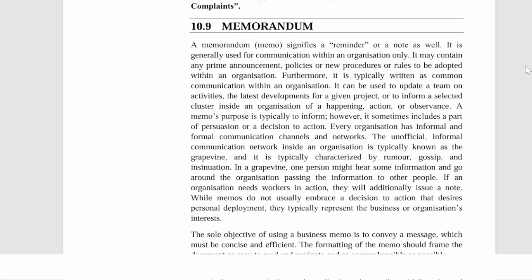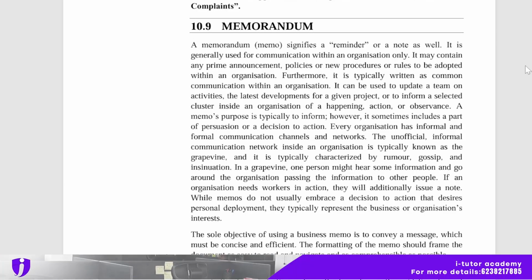Okay, next is memorandum. What is a memorandum? Memorandum or memo signifies a reminder or a note as well. It is generally used for communication within an organization only. It may contain any prime announcements, policies, or new procedures or rules to be adopted within an organization. Furthermore, it is typically written as common communication within an organization.